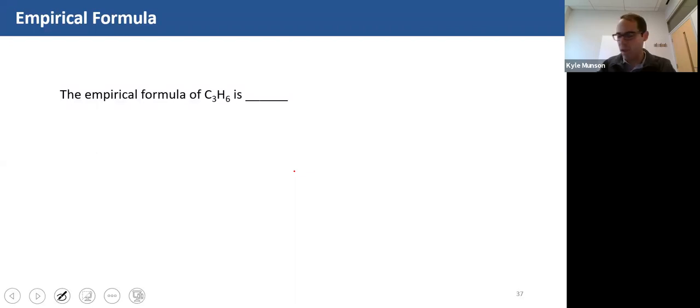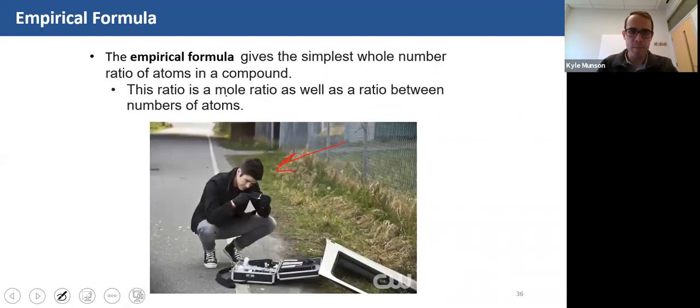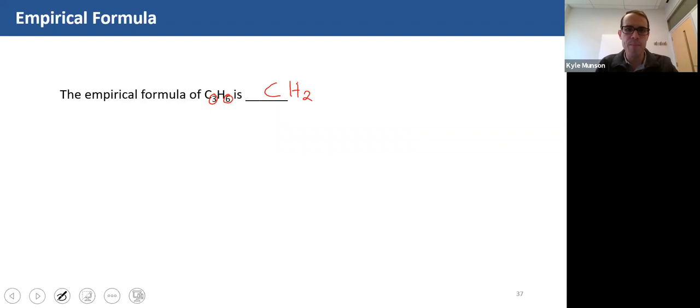For example, if we had this compound here, the empirical formula of this compound would be CH2. In this case, we're dividing these numbers by 3. Both are divisible by 3. And so the empirical formula, or the simplest or lowest whole number ratio of atoms in a compound, is going to be CH2. And this is kind of our building block, as we'll see when we talk about molecular formulas.